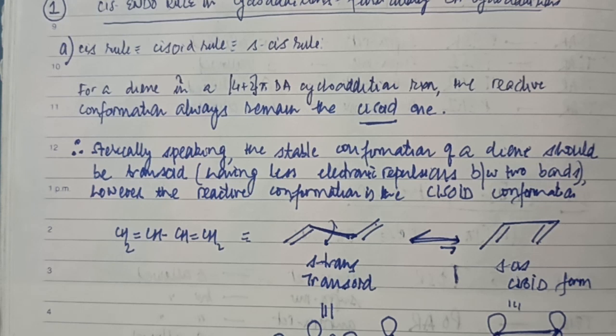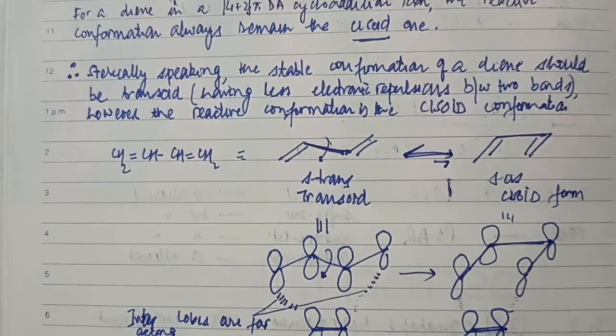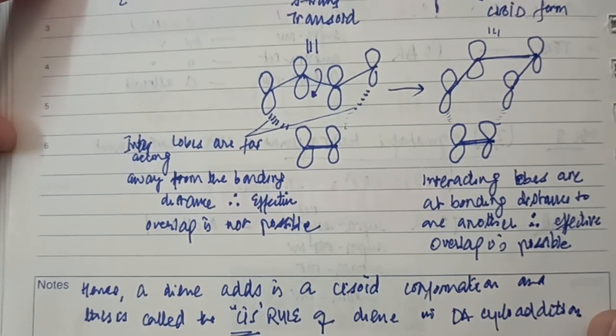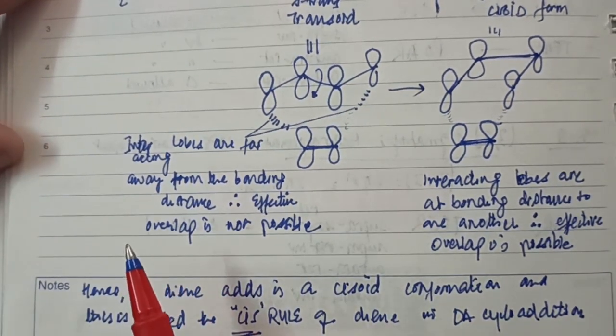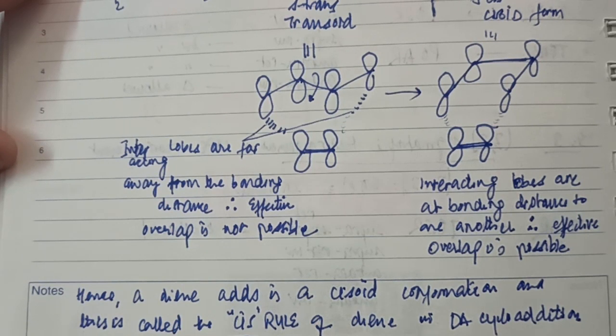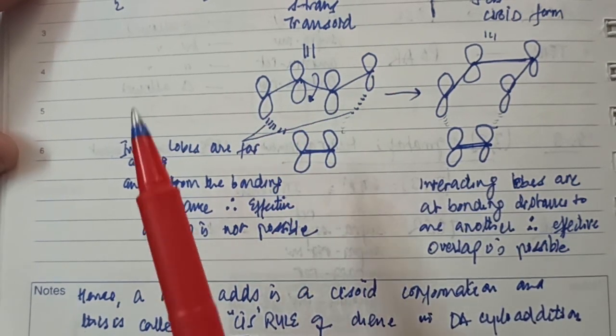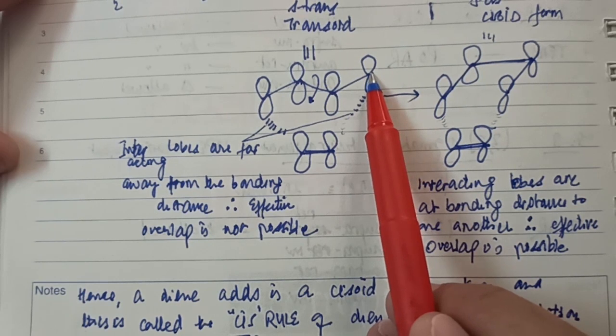However, as we have said, the transoid form is normally more stable than the cisoid form, and the reason for this is that if you try to react a diene in a Diels-Alder reaction in a transoid form, I have to write the diene in this conformation. And we know that in the case of a diene, it is the terminal lobes of the diene which normally participate in the Diels-Alder reaction.